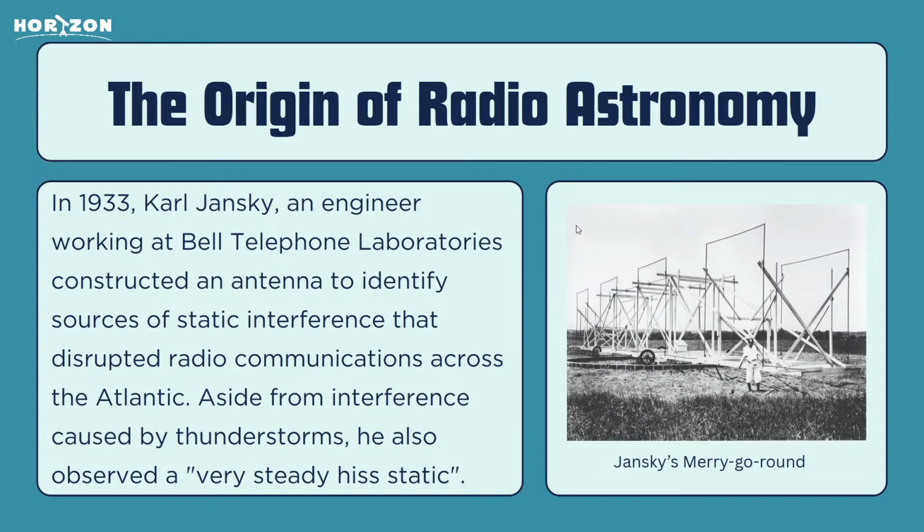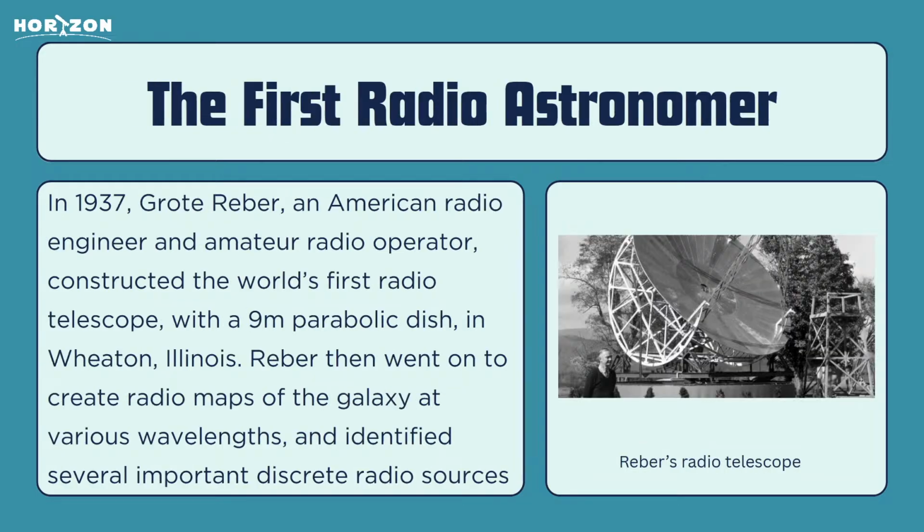His findings did, however, get the attention of someone who is often considered to be the world's first radio astronomer. In 1937, Grote Reber, an American radio engineer and amateur radio operator, constructed the world's first radio telescope with a 9-meter parabolic dish in Wheaton, Illinois.